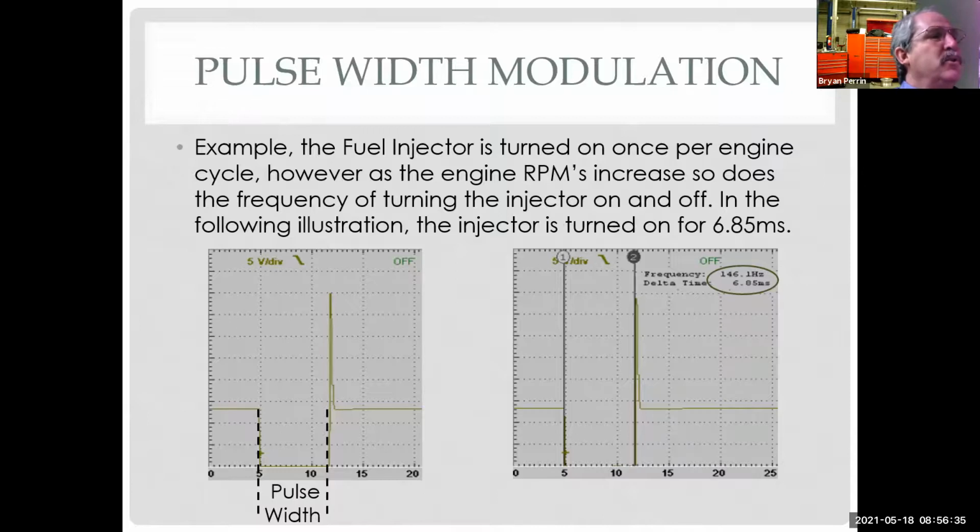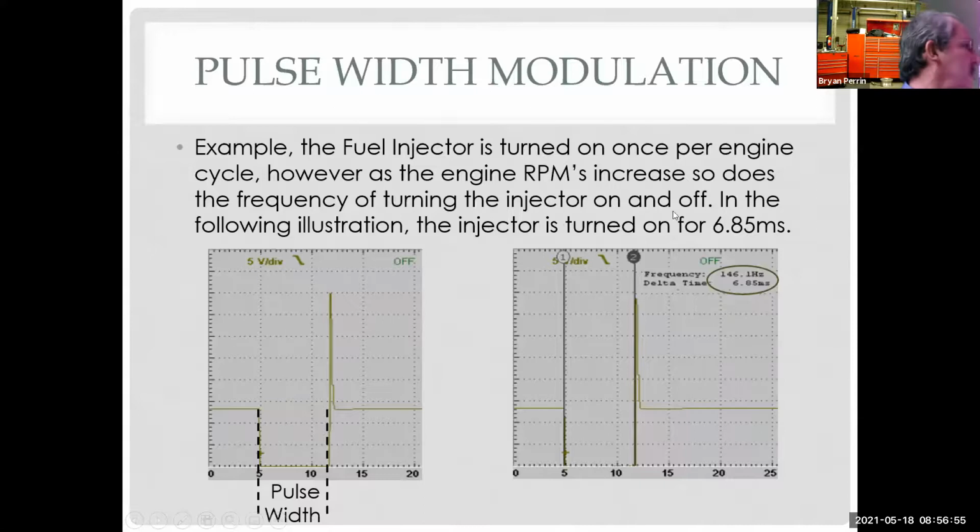So in this example that I put in the PowerPoint, it's the same example I already used. The fuel injector is turned on once per engine cycle. However, as the engine's RPM increases, so does the frequency of turning the injector on and off. In the following illustration, the injector is turned on for 6.85 milliseconds. So that's pretty close to 6.85.